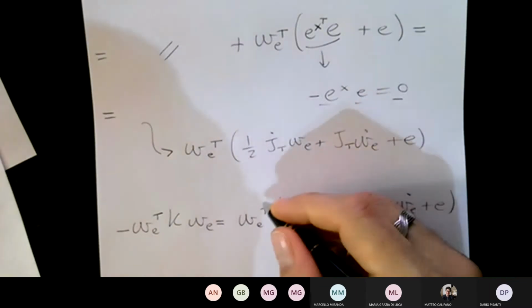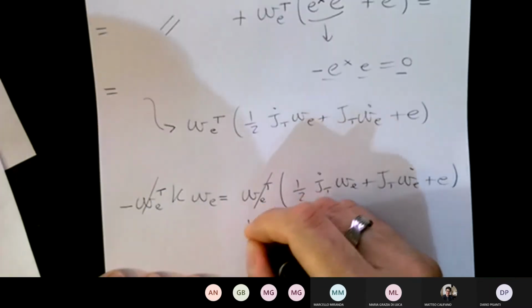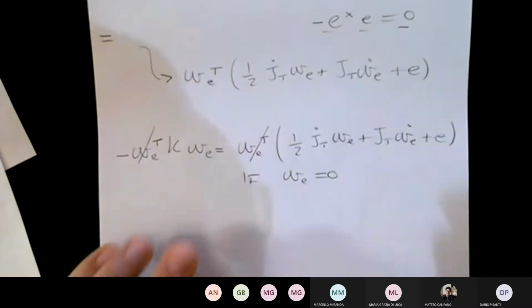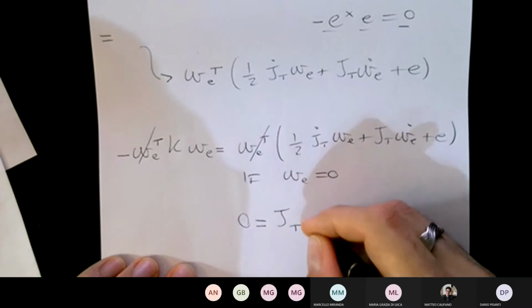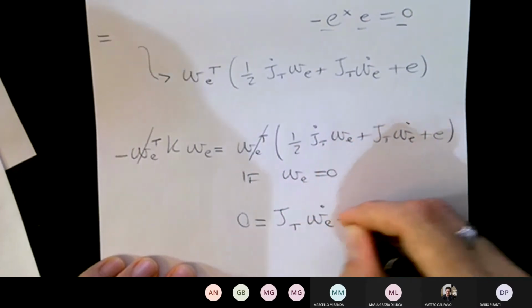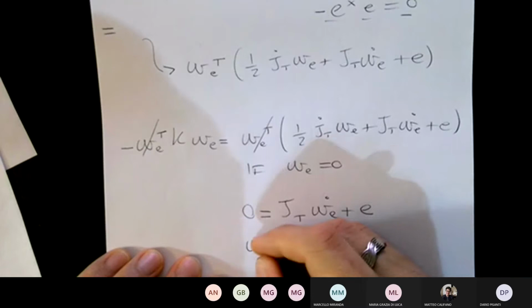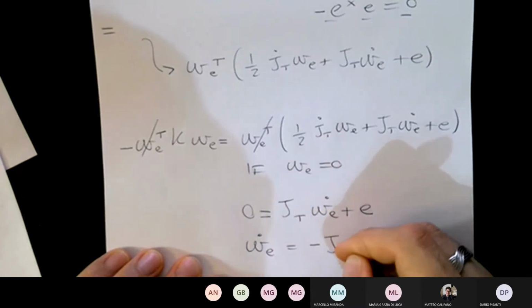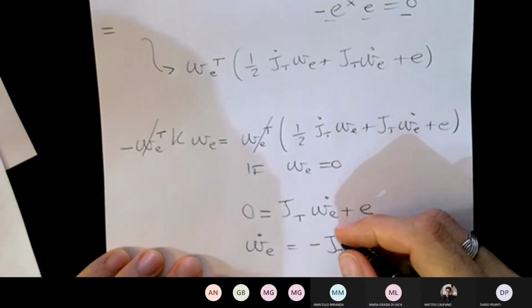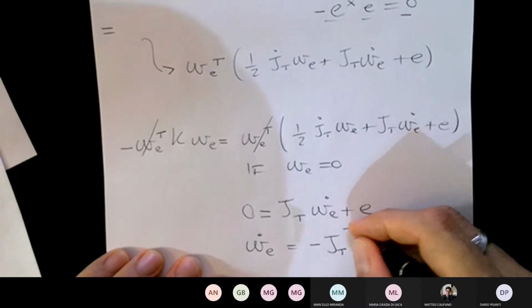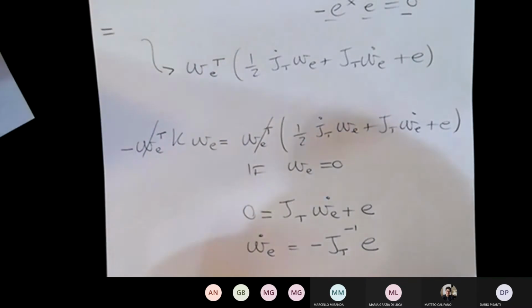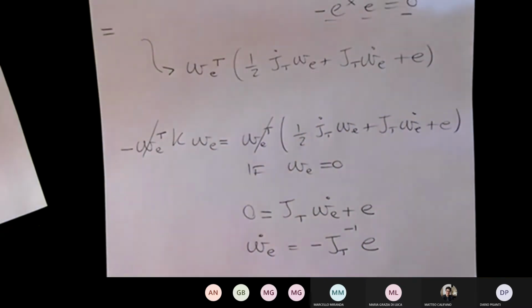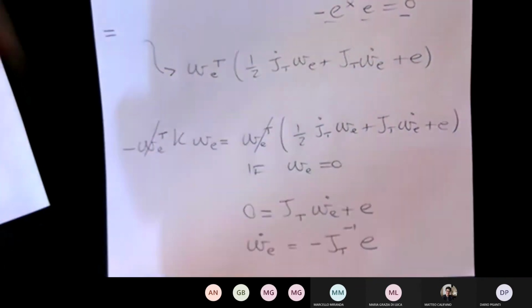Simplify these. If the omega error is 0, I get 0 equals J_T omega E dot plus E, which means that omega E dot is equal to minus J_T inverse times E. Good relationship. This is what's happening if I define that candidate Lyapunov function and I try to impose that its time derivative follows that expression.